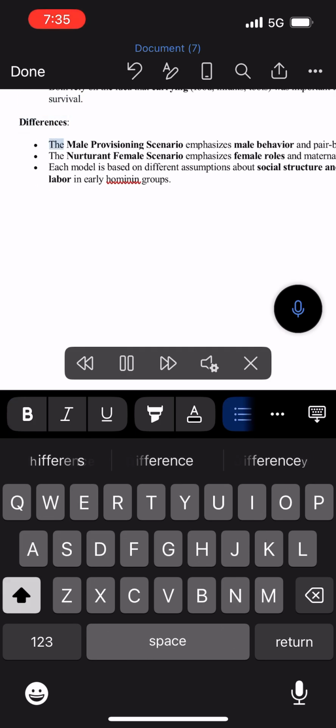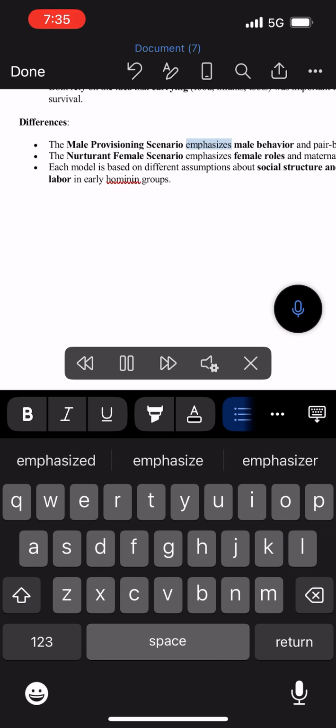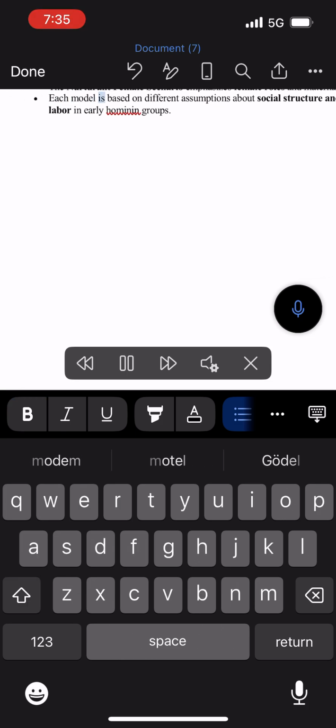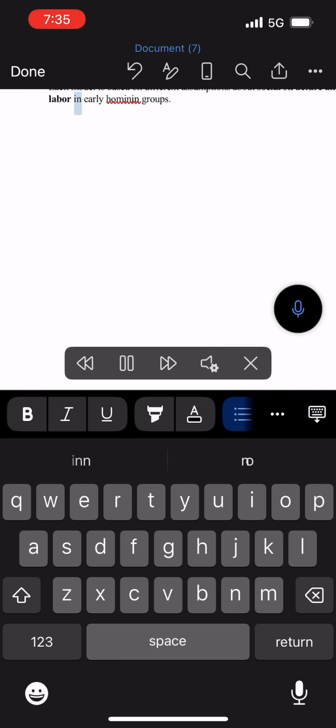Differences. The male provisioning scenario emphasizes male behavior and pair bonding. The nurturant female scenario emphasizes female roles and maternal care. Each model is based on different assumptions about social structure and division of labor in early hominin groups.